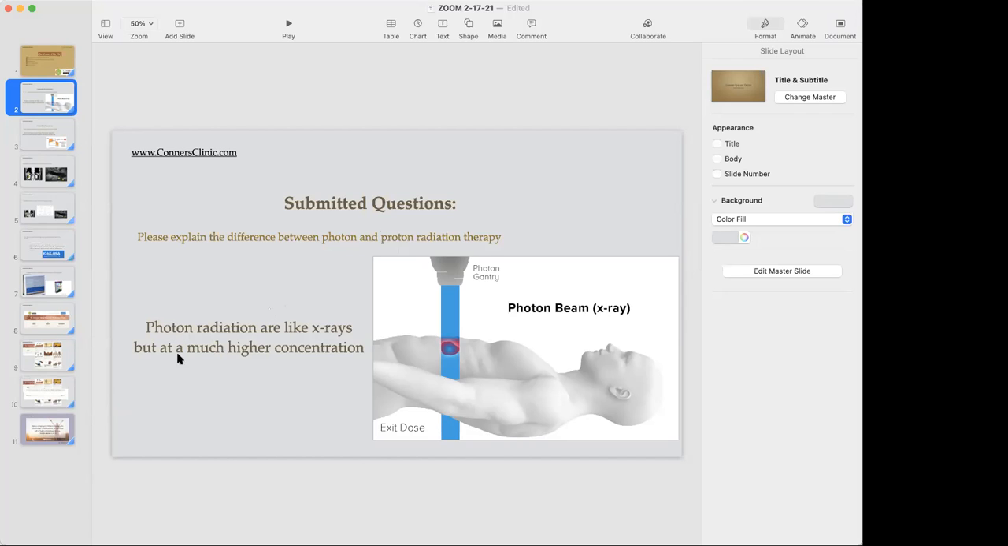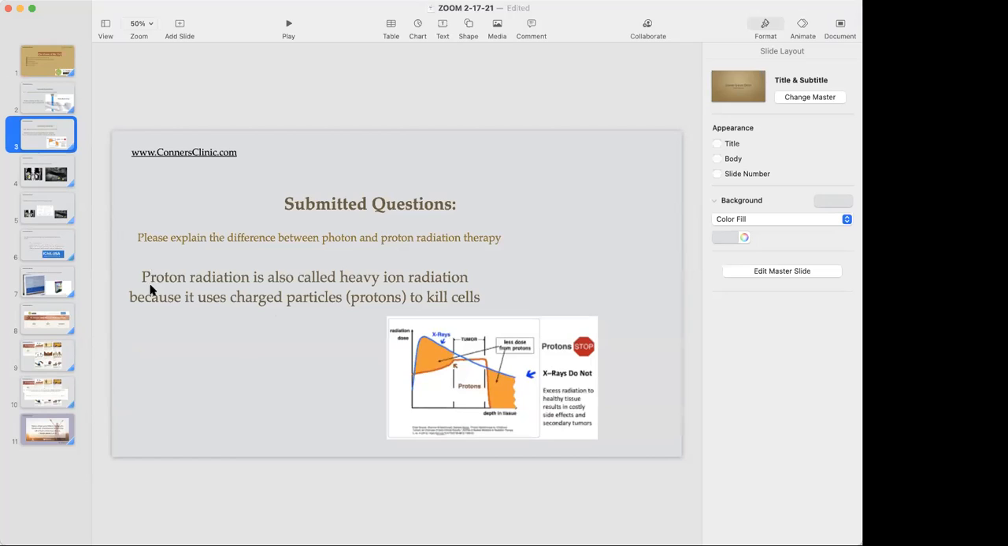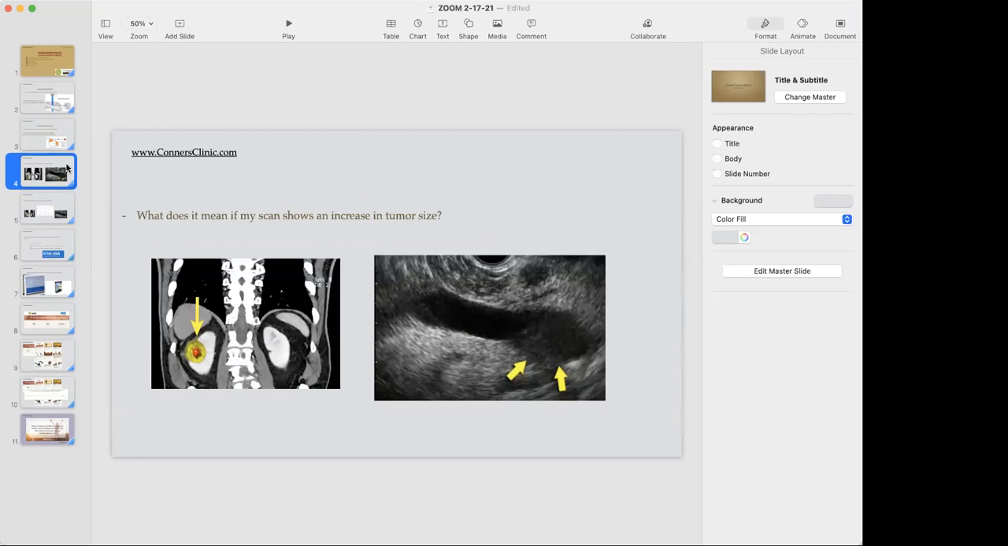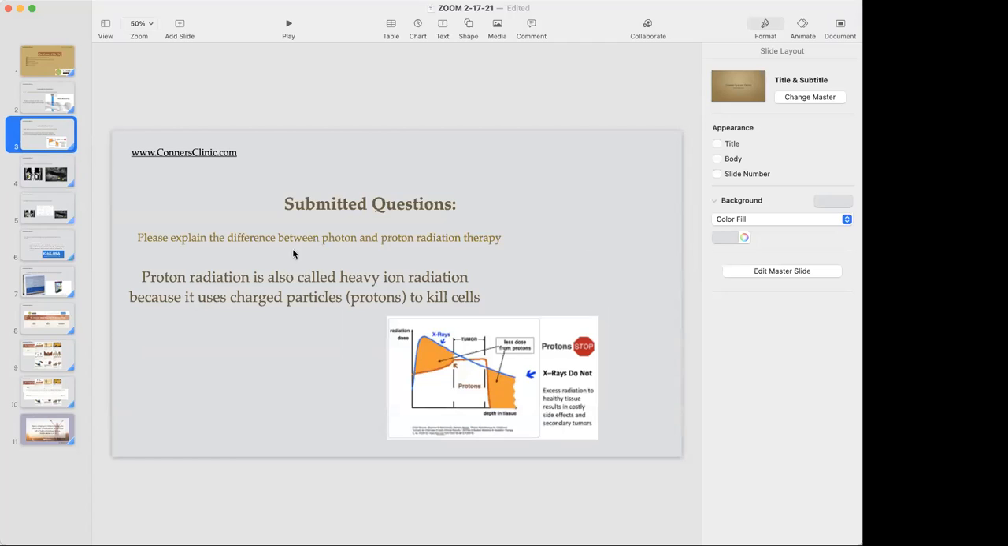So photon radiation is like X-rays, but a higher concentration. And the difference is that proton radiation, also called heavy ion radiation, because it uses particles, aka protons, to kill cells, can be a little more specific and a little less damaging to collateral tissue. And that's really the difference. So if you have the choice to do one of them, choose the proton beam radiation.